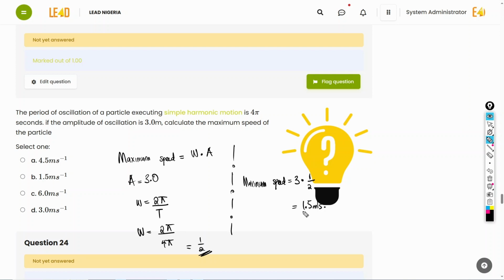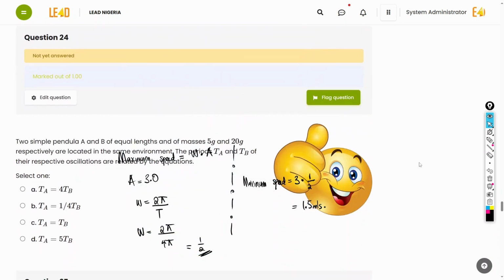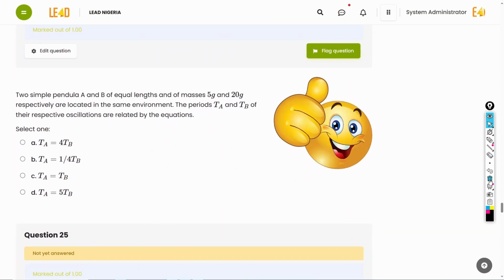All right. So that's for question 23. Let's take on 24. 24 says two simple pendula A and B of equal lengths and of masses 5 grams and 20 grams respectively are located in the same environment. The periods of A and B, TA and TB, of their respective oscillations are related by the equation, so we need to find what relates them.